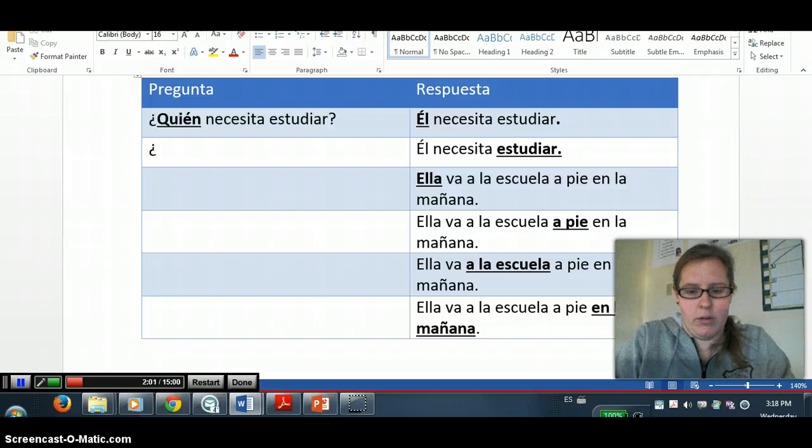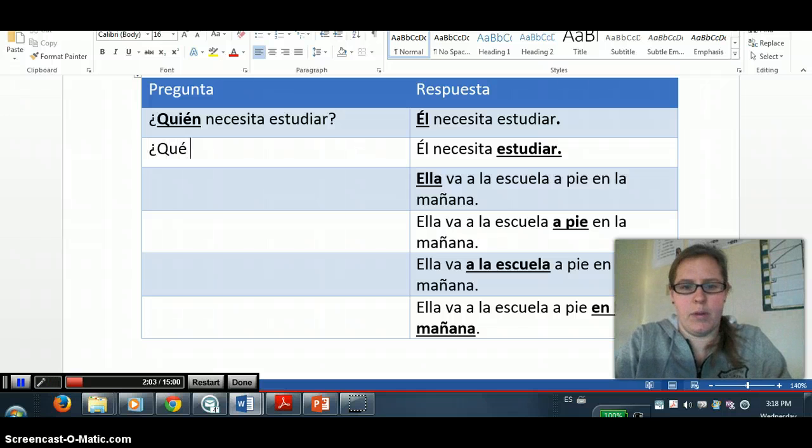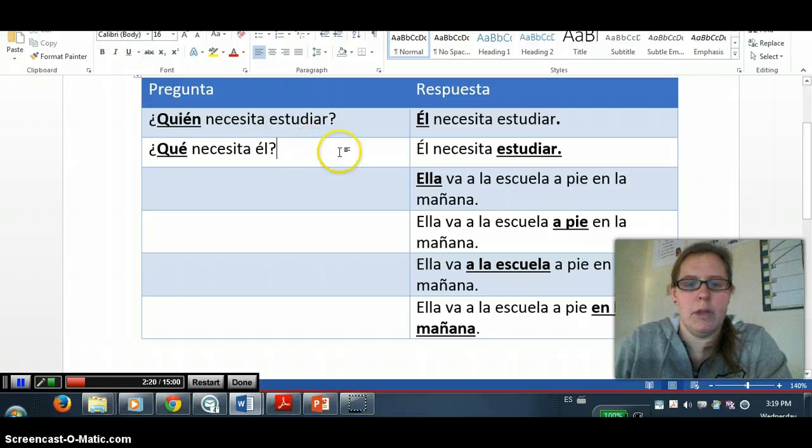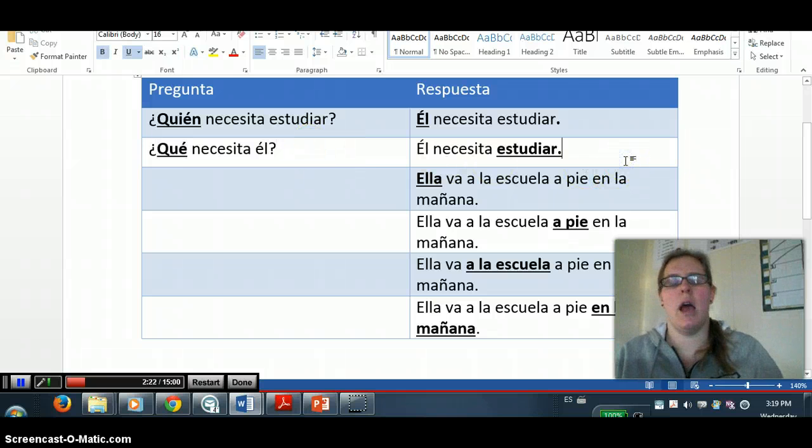So, do my inverted question mark as always. What does he need? What does he need? He needs to study. Again, I'm going to underline here and bold. Now, you can do these in typing it and printing it, or you can do it by hand.